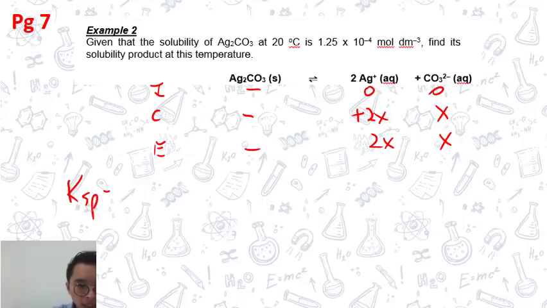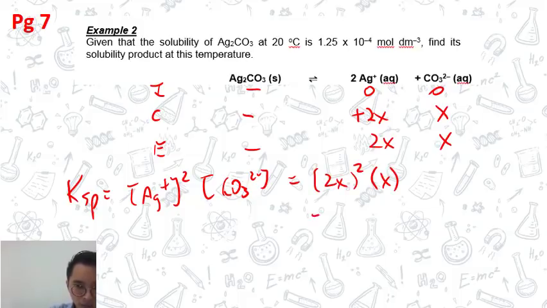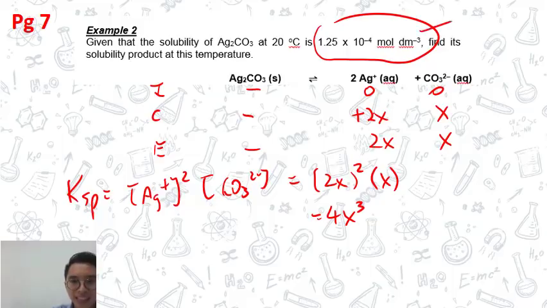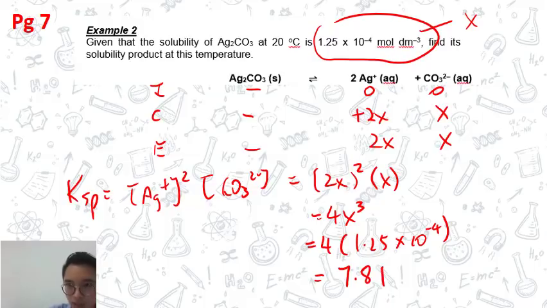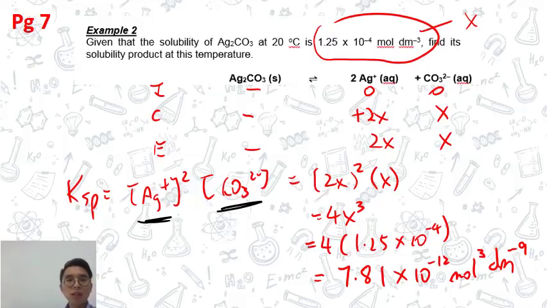Your Ksp here is [Ag+] squared multiplied by [CO3 2-], where Ag+ has a concentration of 2x, so this is 2x squared multiplied by x, total is 4x cubed. And what is our x? Our x is the solubility of Ag2CO3. Sub it in: 4 multiplied by 1.25 times 10 to the power minus 4, cubed. The answer should give me 7.81 times 10 to the power minus 12. The unit here is mol cubed dm minus 9, because of the concentration here, this is [Ag+] squared multiplied by [CO3 2-]. That's why the unit is mol cubed dm minus 9.